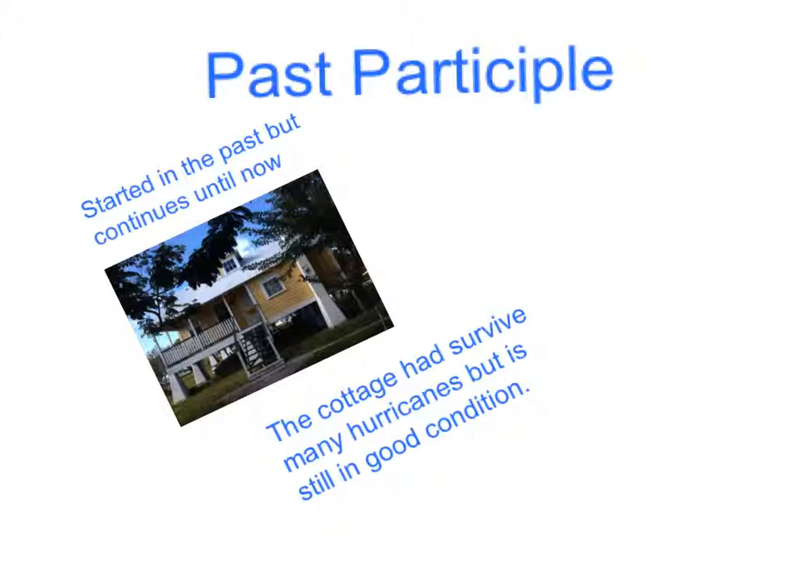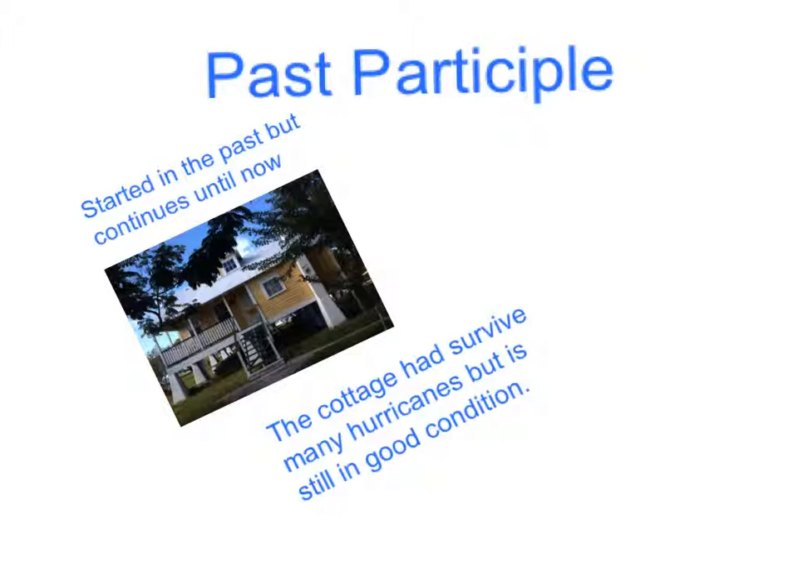Let's take a look at the past participle. We have the present tense, which we talked about. We have the simple past tense. The past participle for a regular verb is formed by adding ed. And the past participle basically would be used when you start something in the past, but it's continuing now.